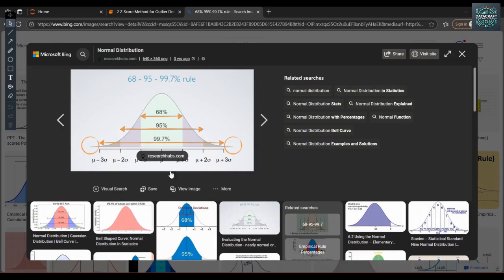From the mean, one standard deviation to the right and one standard deviation to the left, the data lies within 68%. For 95%, from the mean, 2 standard deviations to the right and 2 standard deviations to the left, the data lies within 95%. And for 99.7, from the mean, 3 standard deviations to the right and 3 standard deviations to the left, the data lies within 99.7%. This is the empirical rule. This distribution we call the normal distribution, or Gaussian distribution.